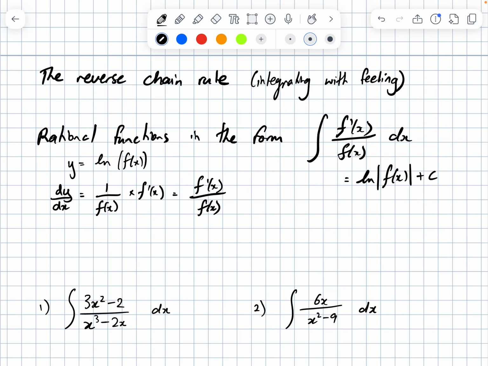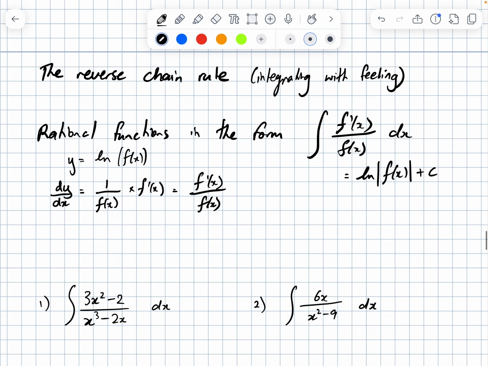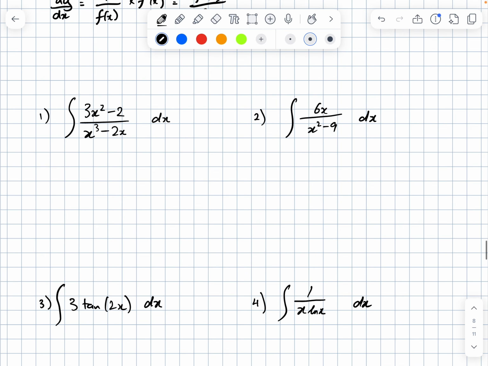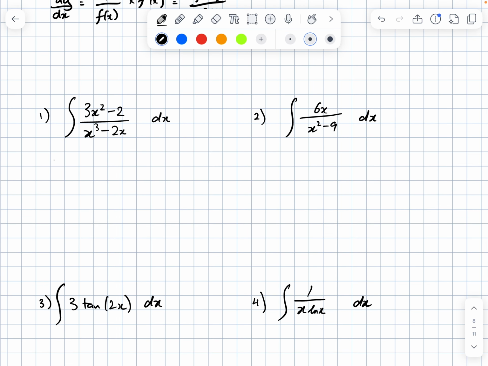plus c. So really, if you get a fraction and there are variables on both the numerator and denominator, you should be checking to see if the derivative of the denominator equals the numerator. Now, in all of these examples, we have that. In number 1, we've got 3x squared minus 2 over x cubed minus 2x. Well, in this case, the derivative of the denominator is exactly the numerator. That means that we can integrate with a log.